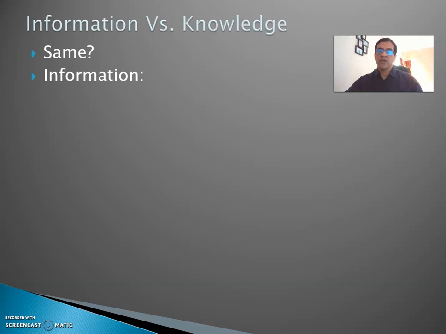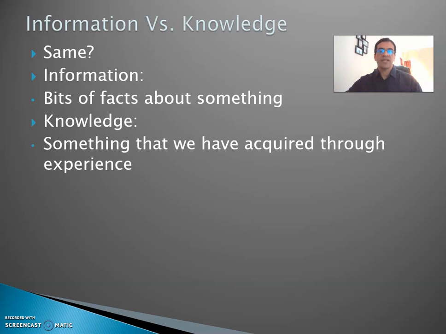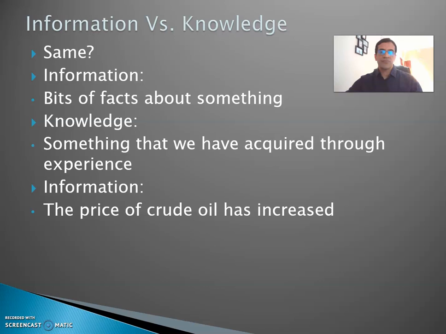Let's find out. When you talk about information, we're talking about facts, bits of facts about something, about someone. It could be an organization, it could be an individual, it could be groups of people. And when you talk about knowledge, we are talking about something that we have acquired through experience, through education, through analysis, and through research.